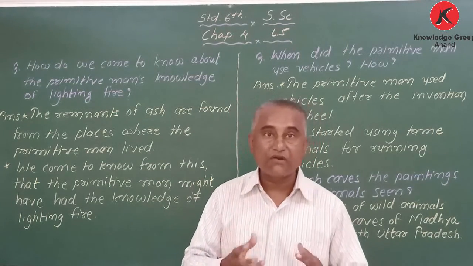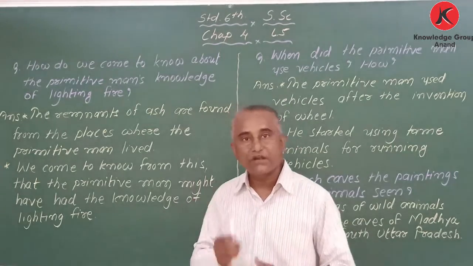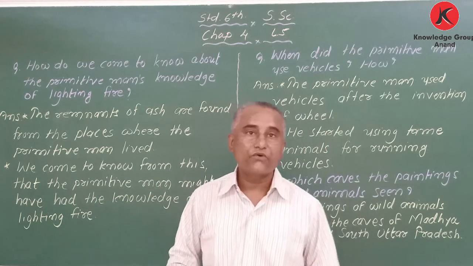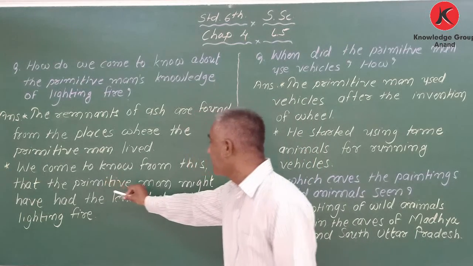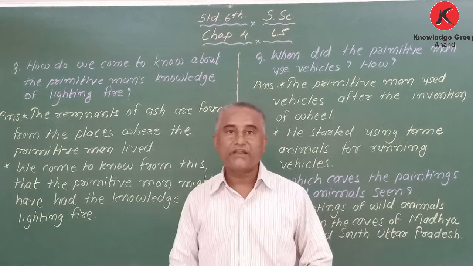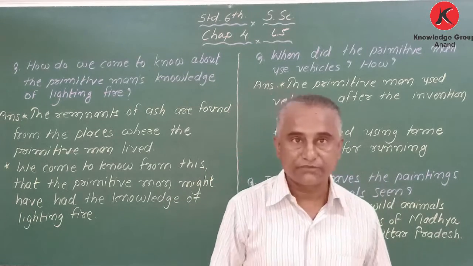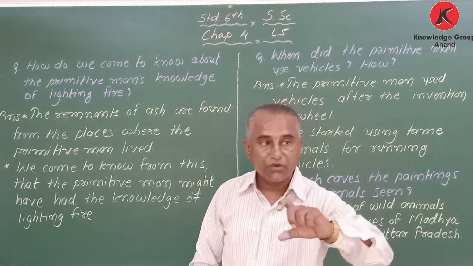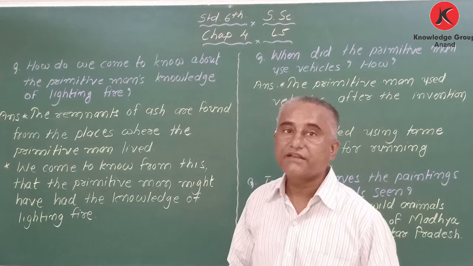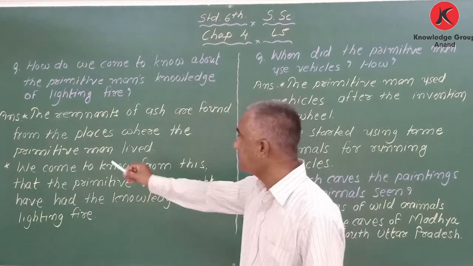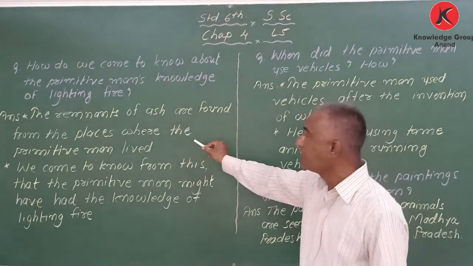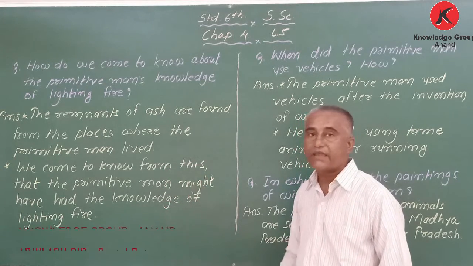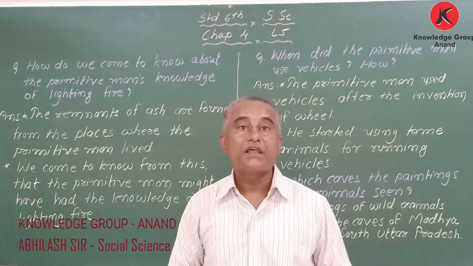From that he got some proof. We have got some proof about the ash, so we come to know that he had the knowledge of fire. We come to know from this that the primitive man might have had the knowledge of lighting fire. From that place we got the proof, remnants of ash. Got it? Once again, the remnants of ash are found from the places where the primitive man lived, and we come to know from this that the primitive man might have had the knowledge of lighting fire.